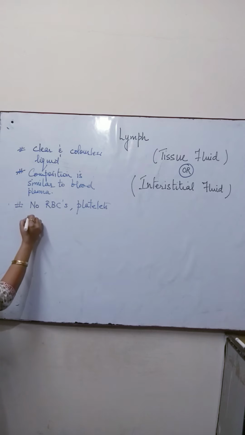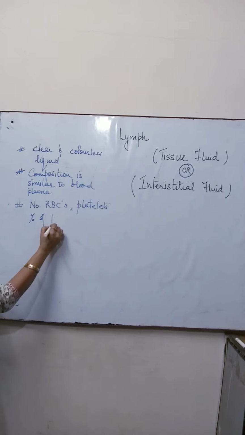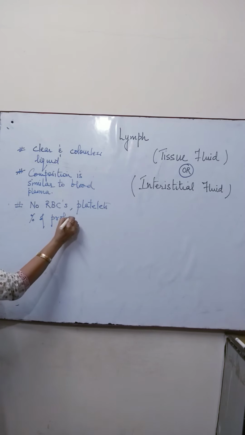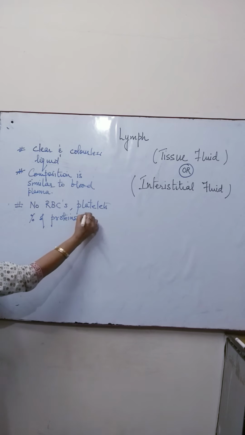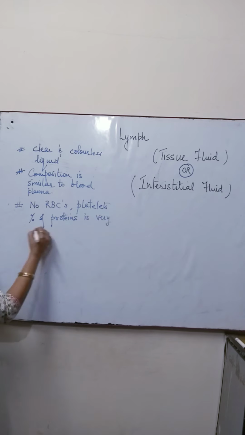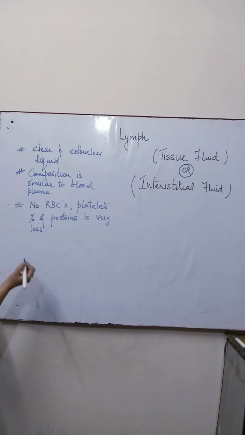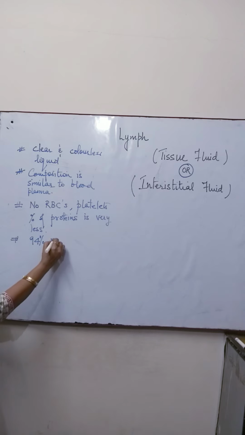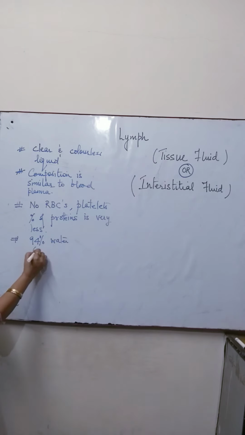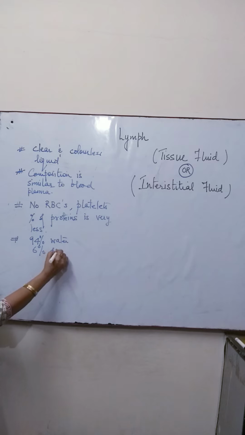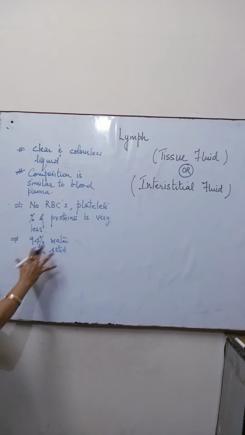Also, the percentage of proteins is very less. If we look at the chemical constituents, around 94% is water and the rest 6% is solid. So this forms the lymph, which is a tissue fluid.